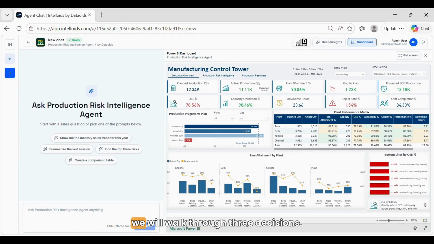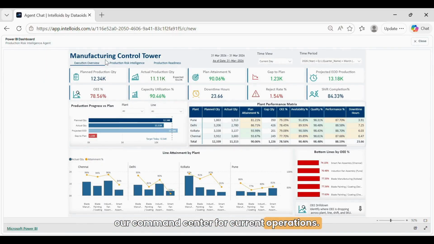In this demo, we will walk through 3 decisions: how today's shop floor is performing, where future production risk is building, and whether the coming days of production can be built with the available materials. Let's start with the execution overview, our command center for current operations. Right at the top, we can instantly monitor production output, plan attainment, OEE, quality, downtime, and projected end-of-day production.